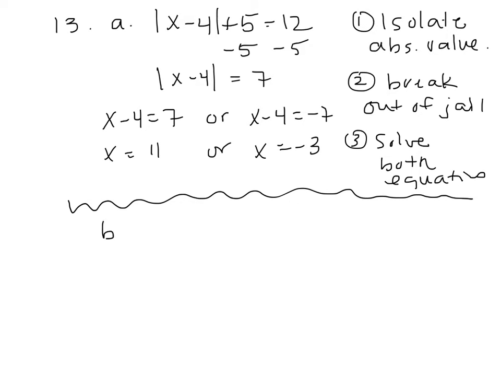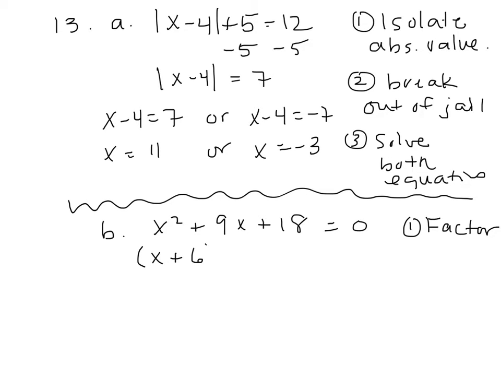Okay, B is a quadratic equation. x squared plus 9x plus 18 that we learned to solve by factoring. So the first step here is to factor. And remember that we're looking for two numbers that add to 9 and multiply to 18 when we factor. Those two numbers are 6 and 3. So this trinomial factors into the binomials (x plus 6)(x plus 3) equals 0.